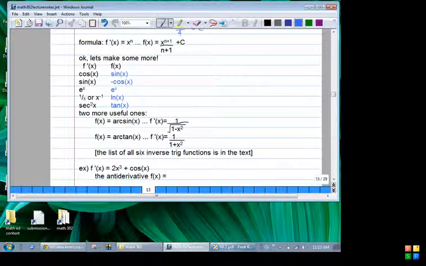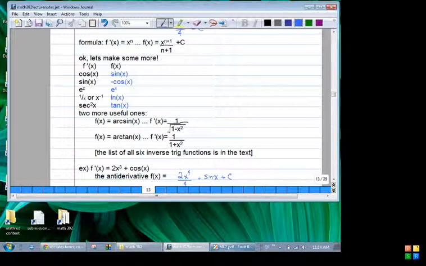So, if f prime is 2x cubed plus cosine x, then what's the antiderivative f of x? It's half x to the power of 4 plus sine x, plus c. And let me just comment, I didn't simplify because I want to make a point.